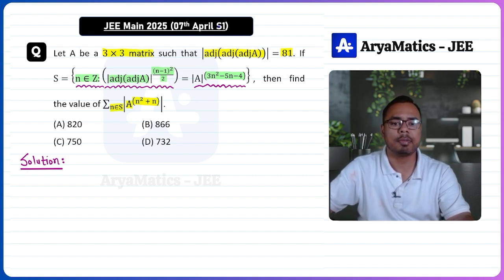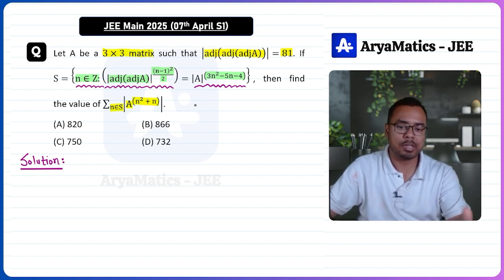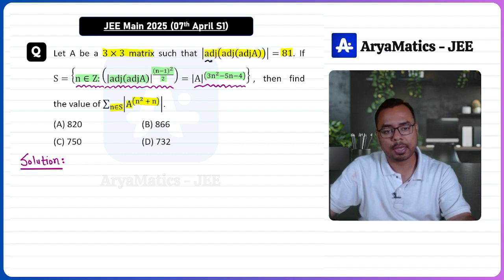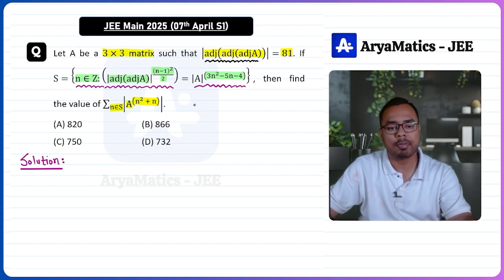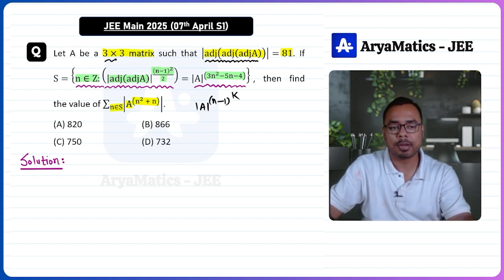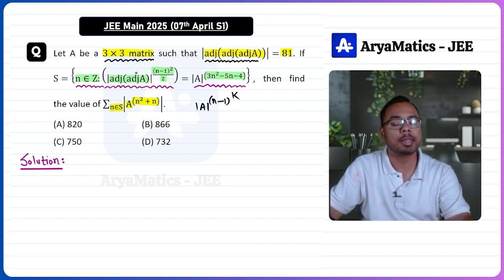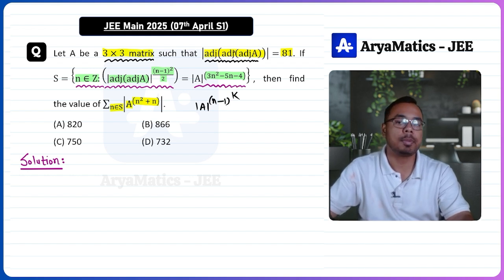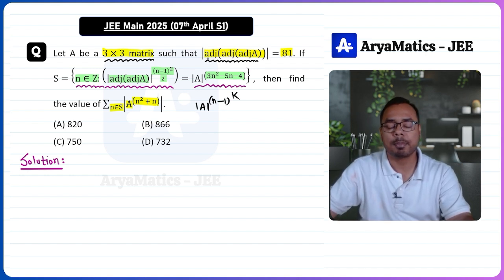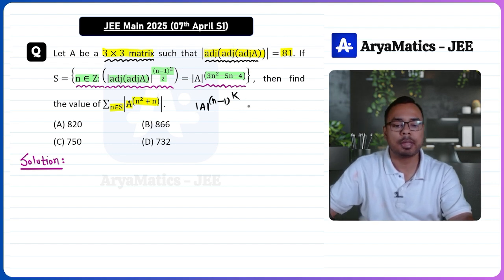So we know that if we have determinant of adjoint of any matrix, and this adjoint is taken a number of times, then we have a standard formula: this is determinant of A raised to (n minus 1), and this raised to k, where n is the order of the matrix. For example, here the given matrix is a 3 cross 3 matrix, so n will be 3. And this k is the number of times that we have adjoint. Here we have adjoint 3 times, so k will become 3.